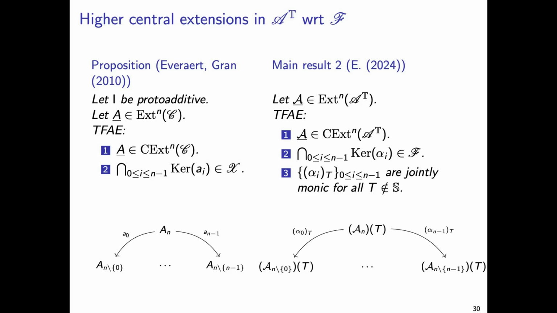And applied to our situation, this gives us that an n-fold extension A in A^T is central if and only if α_0^T up to α_{n-1}^T are jointly monic for all objects T that are not in S. So here A is a functor, a diagram of functors, and these α_i's are really natural transformations.